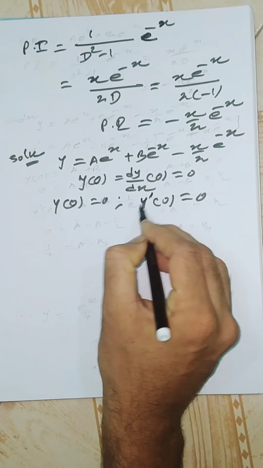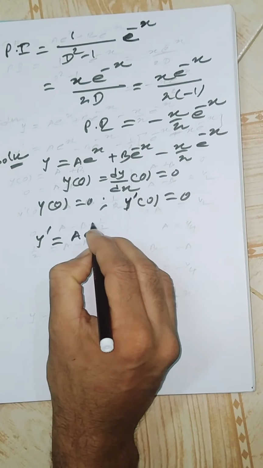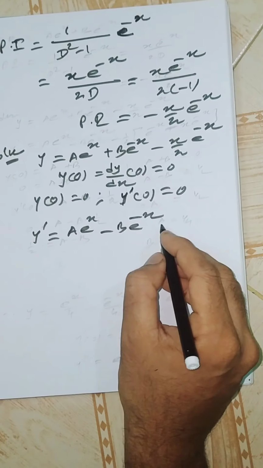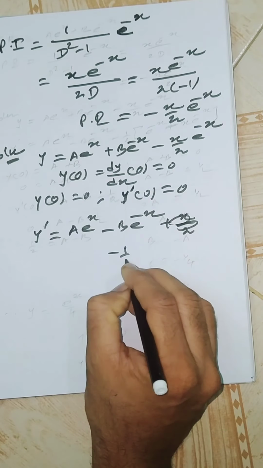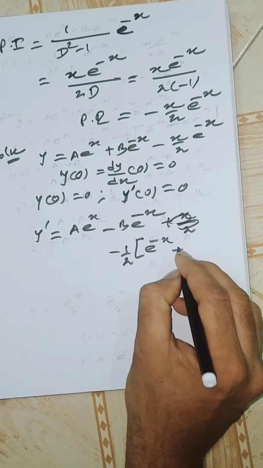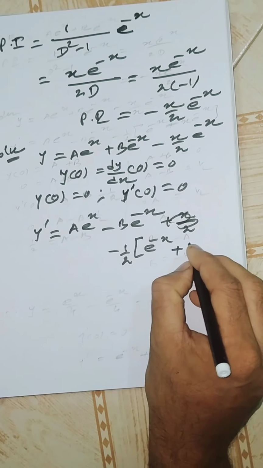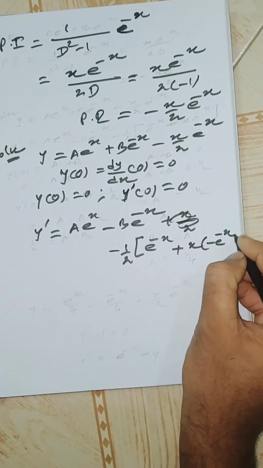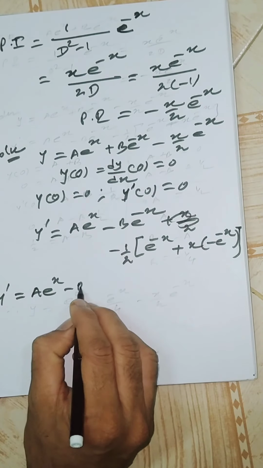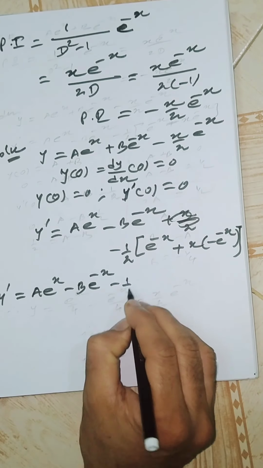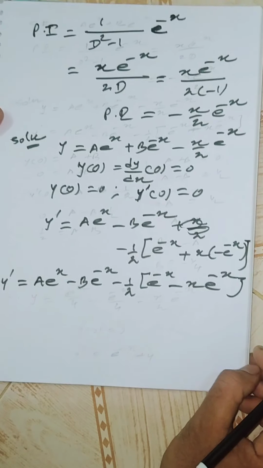But before that, we have to find y dash also. So I am going to find y dash. Differentiate this one with respect to x. So what are we getting? a e power x minus b e power minus x, then plus x by 2; sorry, here the UV method is applied. So minus 1 by 2 value taken, differentiating x gives 1, so e power minus x, plus, next, x as it is, and differentiating e power minus x gives minus e power minus x. Is it right? So finally we are getting y dash equal to a e power x minus b e power minus x, then minus 1 by 2 e power minus x minus x into e power minus x. So clear, is it right?